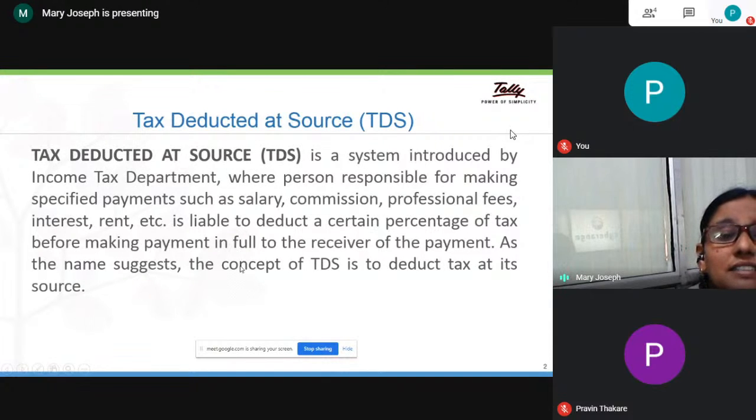Now, what is TDS, tax deducted at source? It is a system introduced by the Income Tax Department.